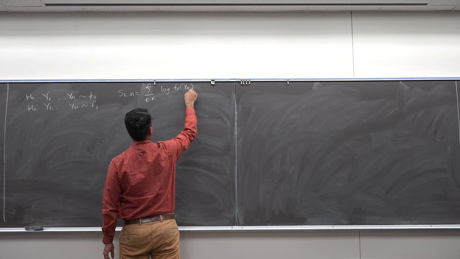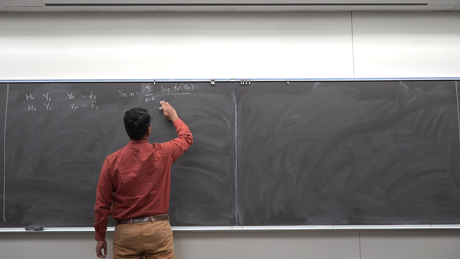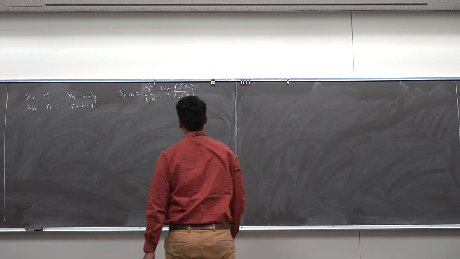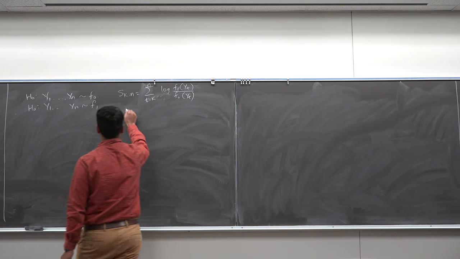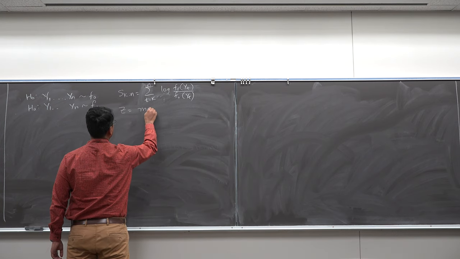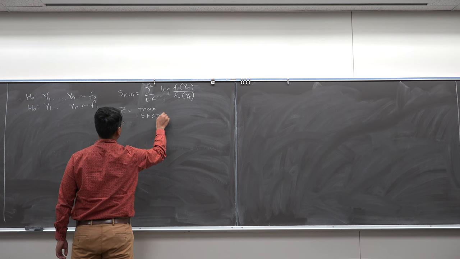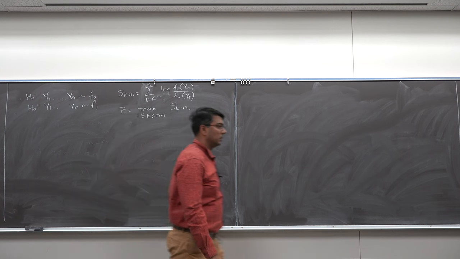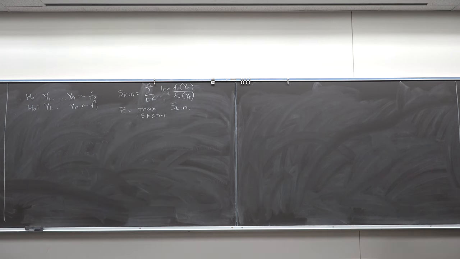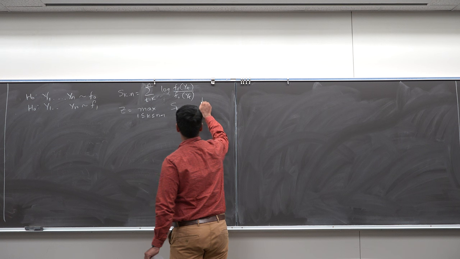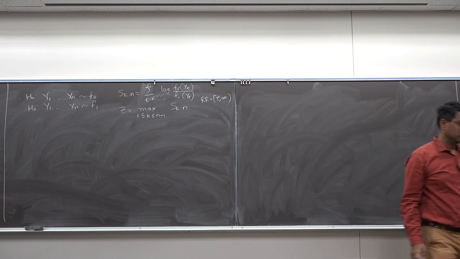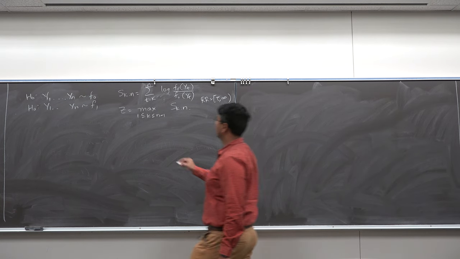log of F1(Yt) over F0(Yt), and then Z was the max over 1 ≤ k ≤ n−1 of S_k to n, and the rejection region was tau to infinity. I should write it as Zn.